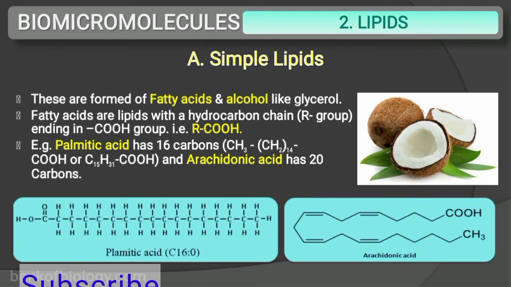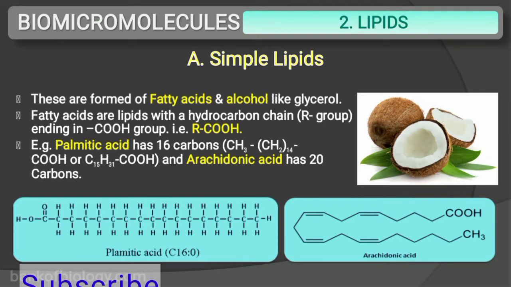Fatty acids are lipids with a hydrocarbon chain R group ending in a COOH group, that is called simple lipids. For example, palmitic acid has 16 carbons, whereas arachidonic acid has 20 carbons. As you can see in the diagrams, these are the structural formulas of these fatty acids.